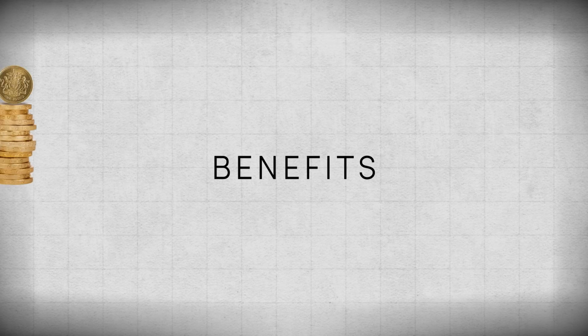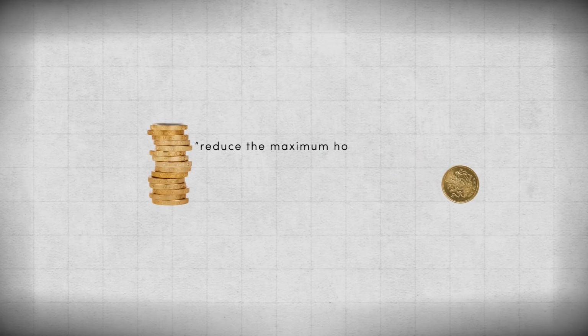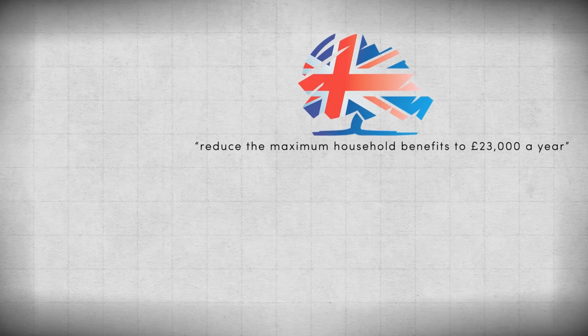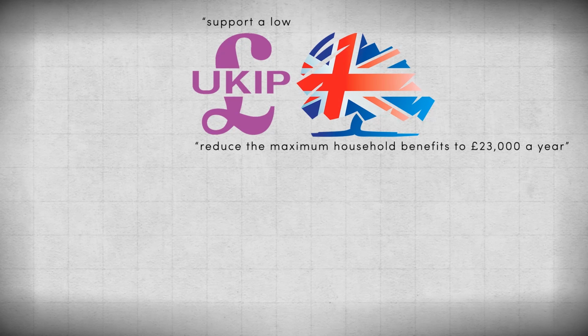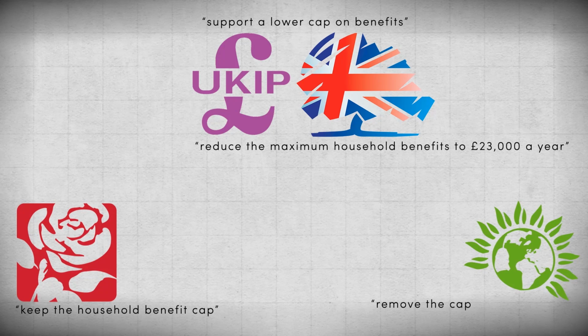On the topic of benefits and welfare, there's a swirling vortex of proposals that aren't easily categorised. Reduce the maximum household benefits to £23,000 a year is what's being proposed by the Conservatives, with UKIP saying it will support a lower cap on benefits. Labour will keep the household benefit cap and ask the Social Security Advisory Committee to examine if it should be lower in some areas. On the other side of the spectrum, the Greens would remove the cap on benefits.